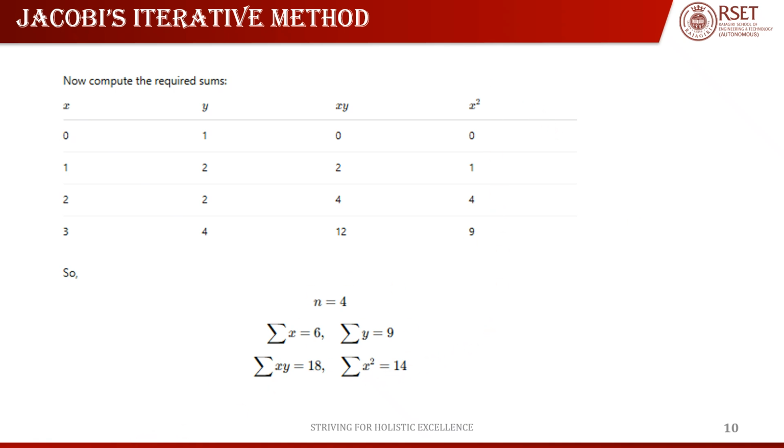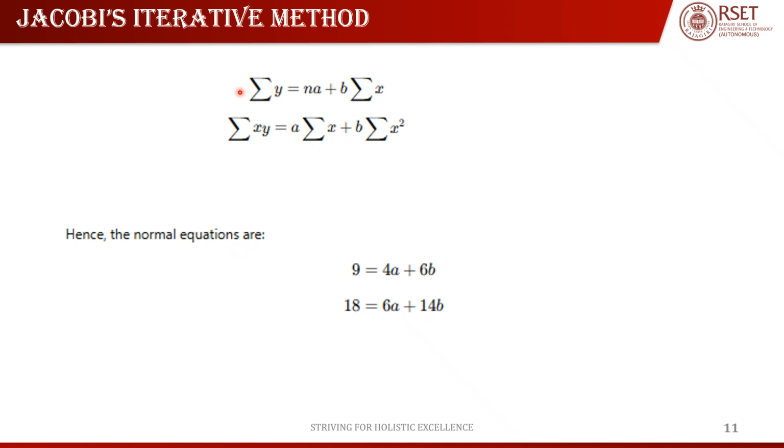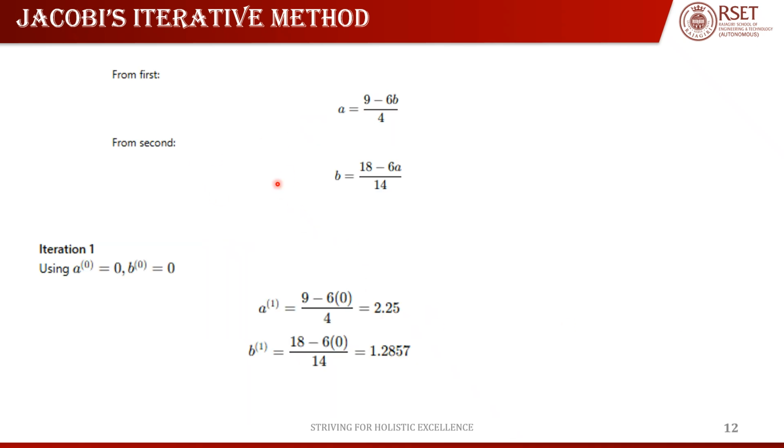Now, substituting into the normal equations, your equation was this one: summation y equals na plus b into summation x. On substituting, you have 9 is equal to 4a plus 6b, and here also on substituting, you have 18 is equal to 6a plus 14b. Okay, now you have two equations.